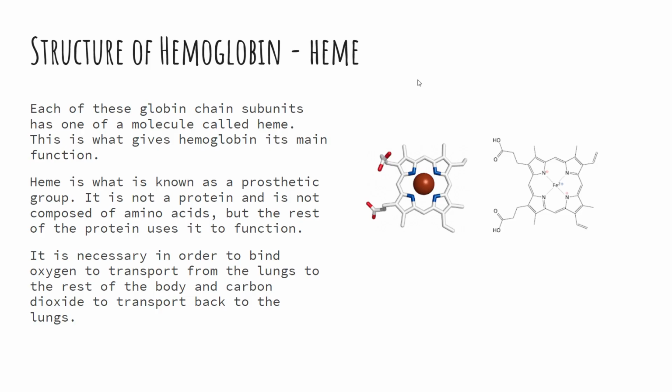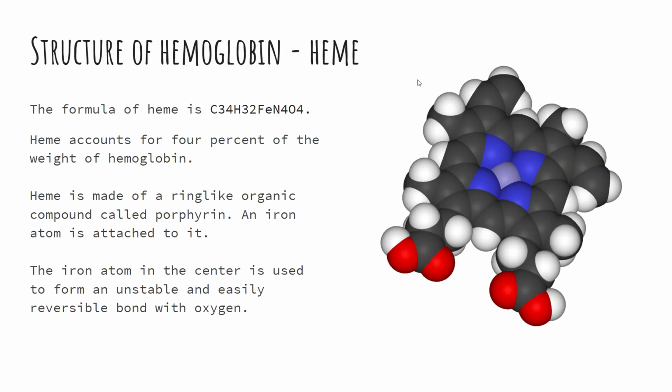Heme. The structure of hemoglobin, heme. Each of these globin chain subunits has one of a molecule called heme. This is what gives hemoglobin its main function. Heme is what is known as a prosthetic group. It's not a protein, and it's not composed of amino acids, but the rest of the protein uses it to function. It is necessary in order to bind oxygen to transport from the lungs to the rest of the body, and carbon dioxide to transport back to the lungs.